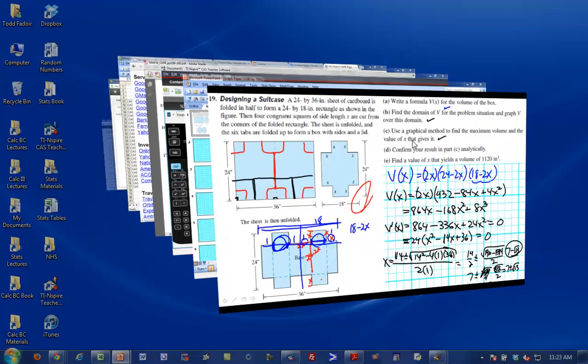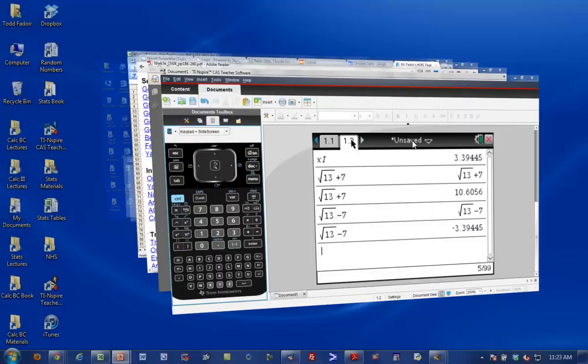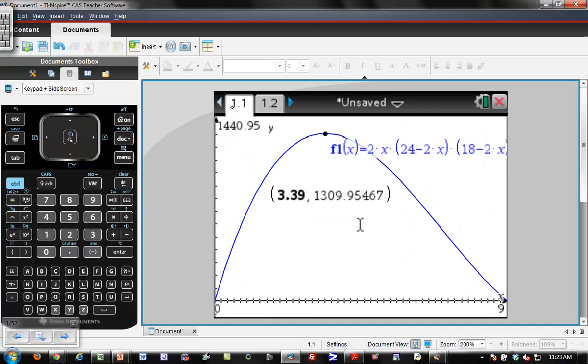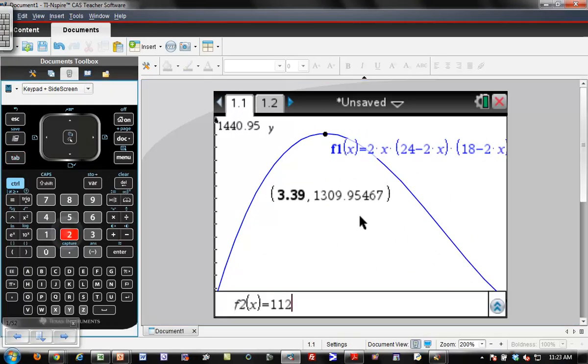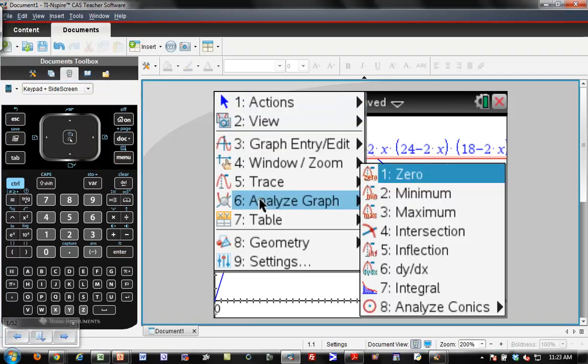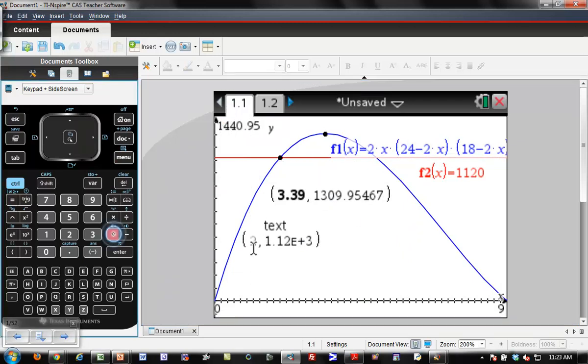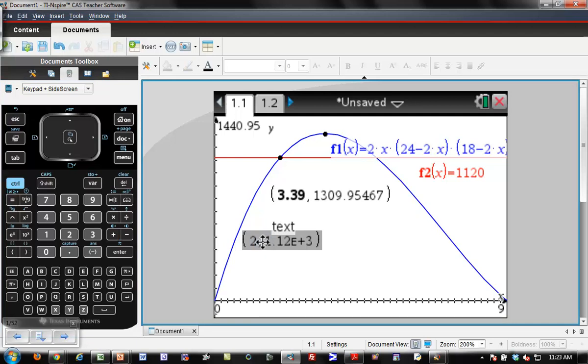Well, we go back to the grapher, and we say, let's have another line, 1120. And where does the volume equal that? There are two values of X that will give us that volume. And we'll use analyze graph, intersection. There's one of them.